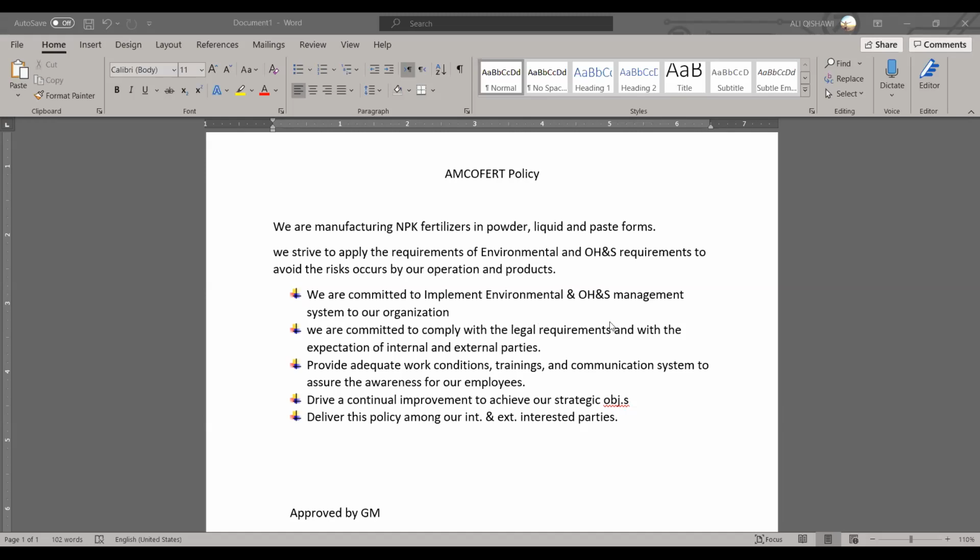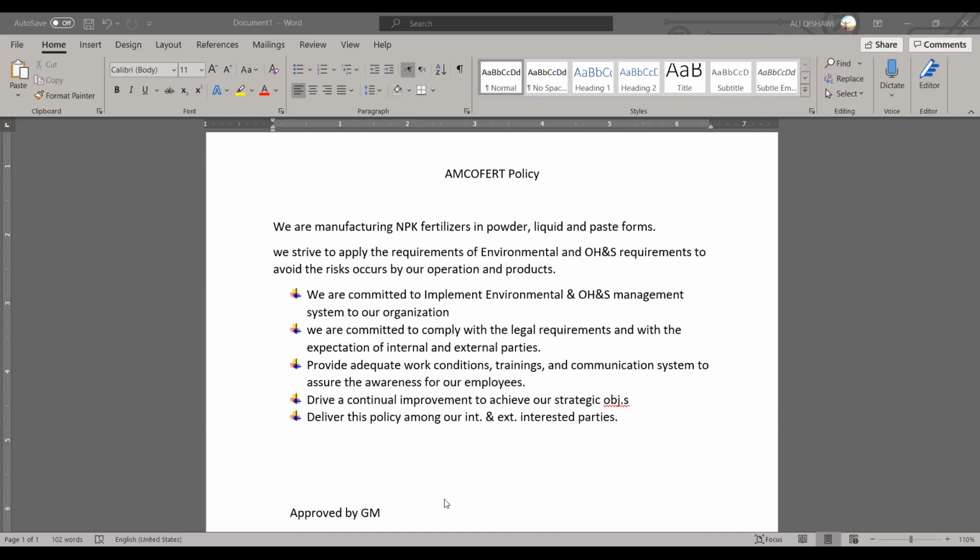Can you please repeat the question? I didn't get the question. If you can open the 14,000 standard, policy clause 5.2. Yes. Share the screen.